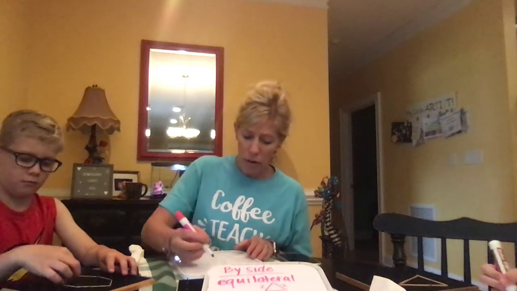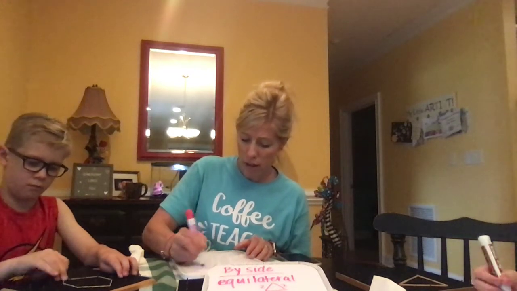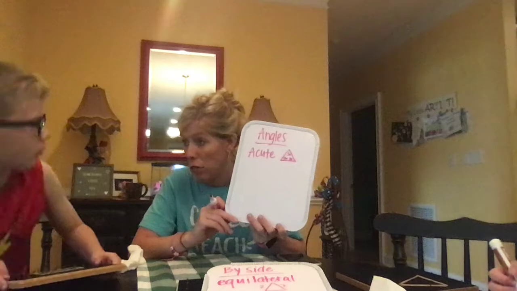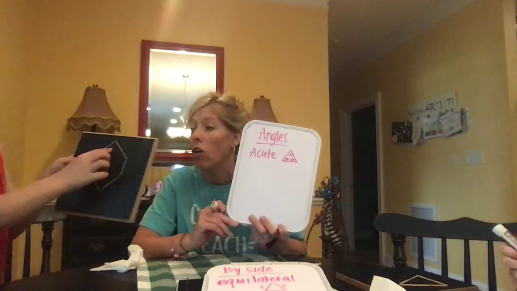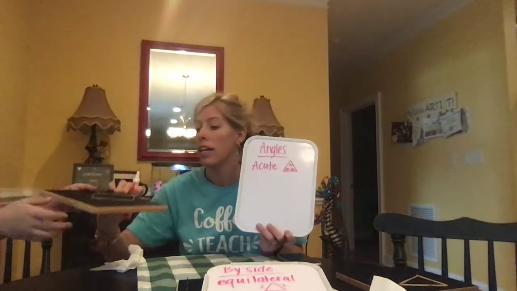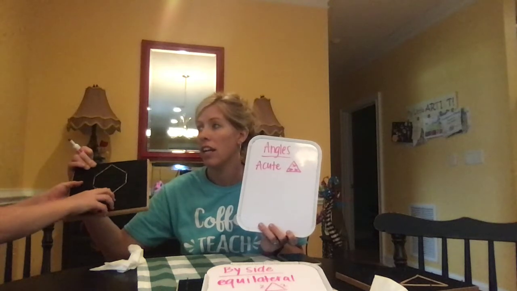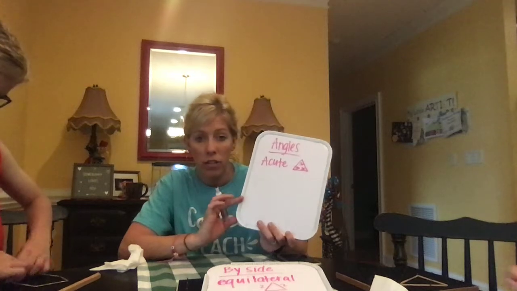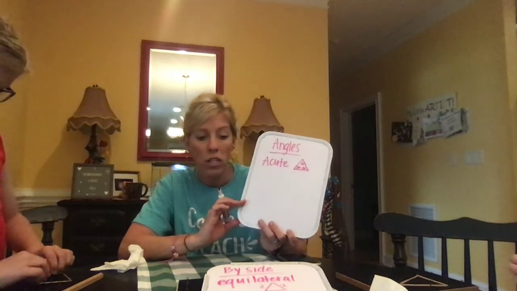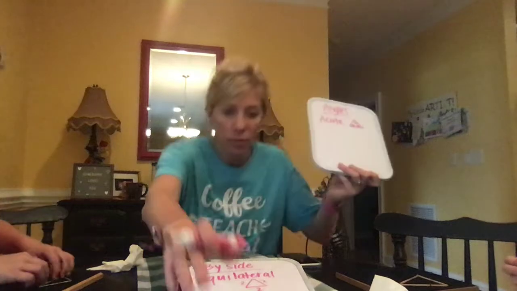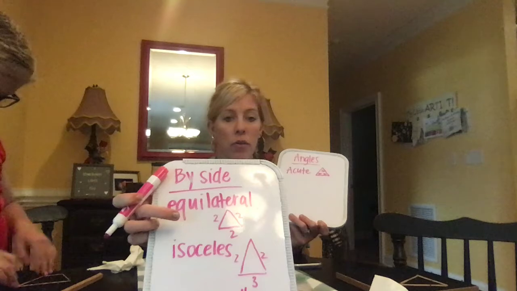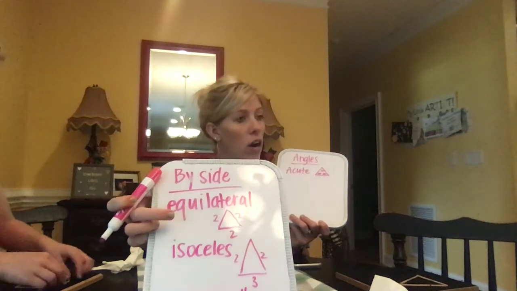So acute triangles means, see if you can make one. An acute triangle means all the angles are acute. This one is acute, but is that a triangle? No. Right. So they all have to be acute angles to be an acute triangle. So in this example, when we did the sides, that could be equilateral and acute. You can tell that those are all acute angles. They're all less than 90.